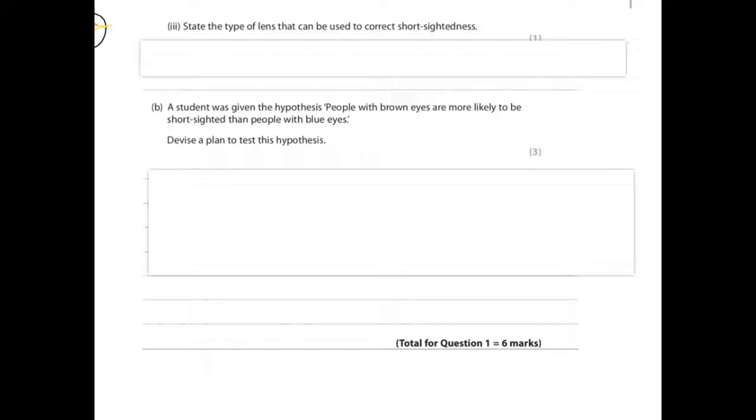A student was given the hypothesis: people with brown eyes are more likely to be short-sighted than people with blue eyes. So devise a plan to test this hypothesis. You need a large number of people with brown eyes and a large number of people with blue eyes, so you have a representative sample, and then you give them some eye tests and see which ones do better. It's only for 3 marks.